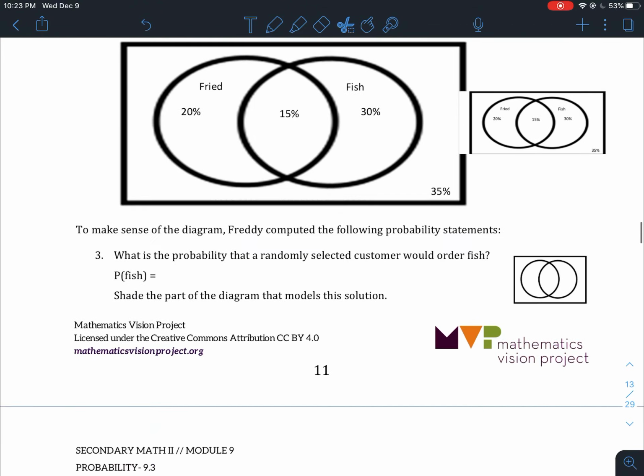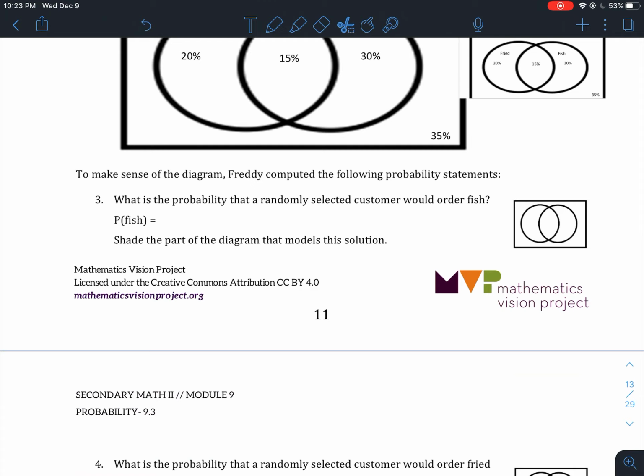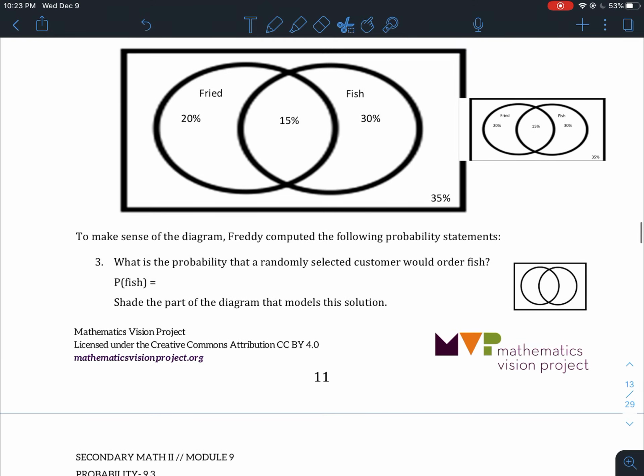What we're going to do is start taking notes here at problem 3. It says, to make sense of this diagram, Freddie computed the following probability statements. We talked about this for our projects. We learned how conditional statements work and how general probability statements work. In this case, this is not conditional, so we're just looking at the grand total. They want to know, what is the probability that a randomly selected customer would order fish?